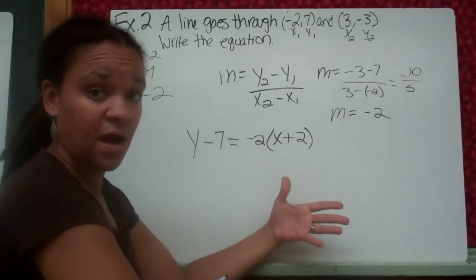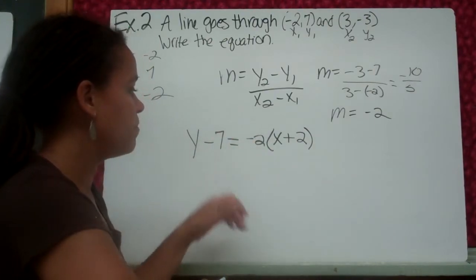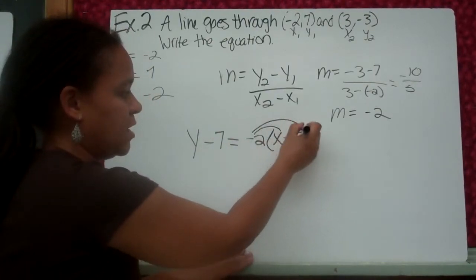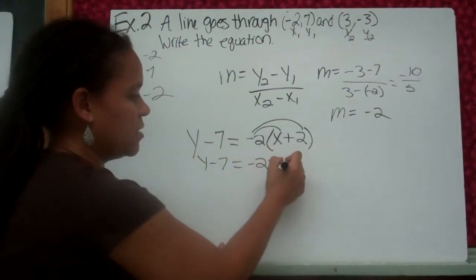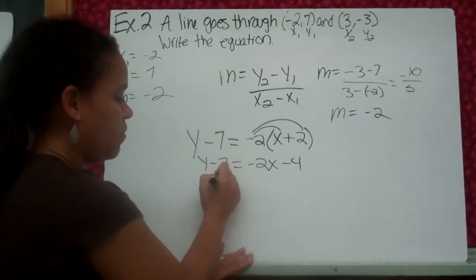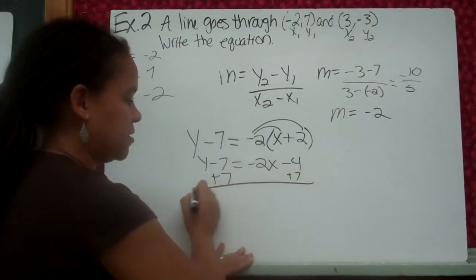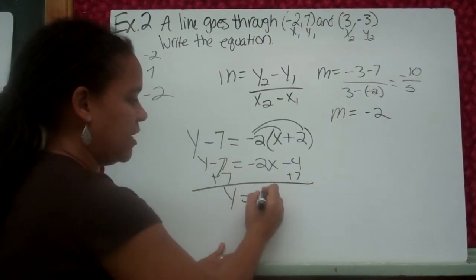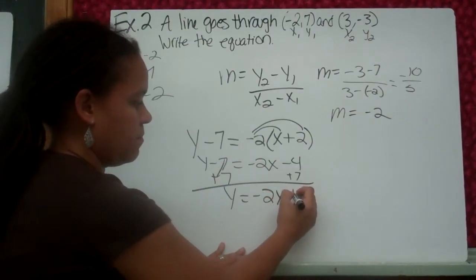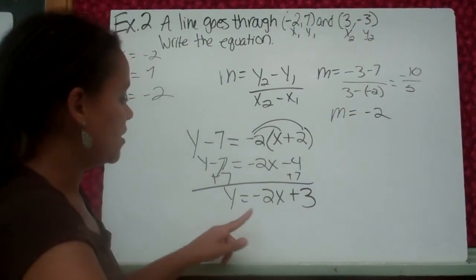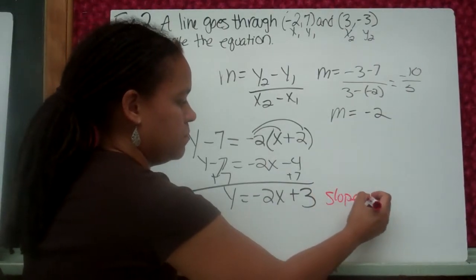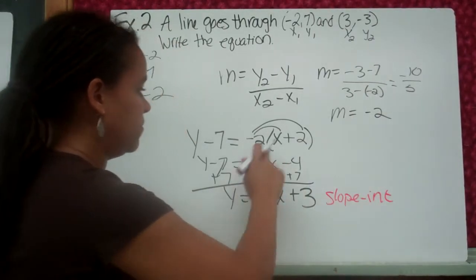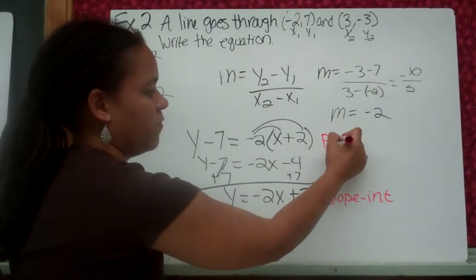But if it says simplify or take it into slope-intercept form, we would go ahead and distribute the -2. So y minus 7 is equal to -2x minus 4. Then we would add 7 to both sides. y is equal to -2x plus 3. This would be slope-intercept form. And if you stopped here, this would be point-slope form.